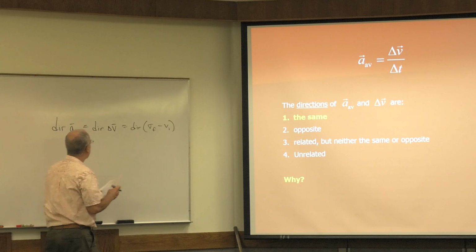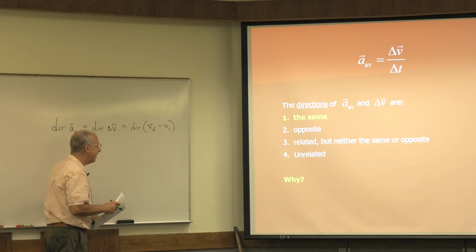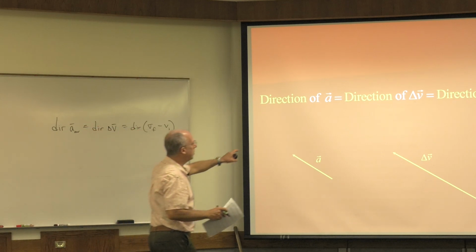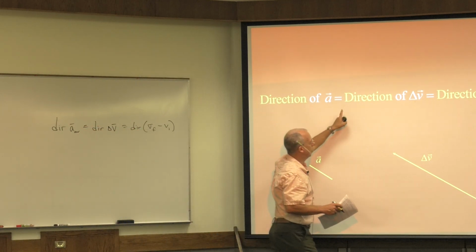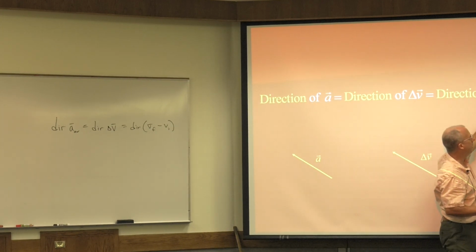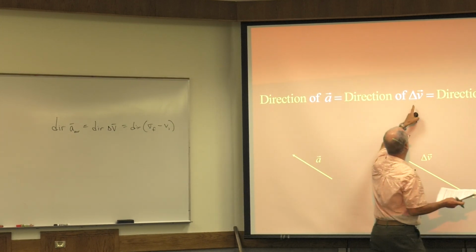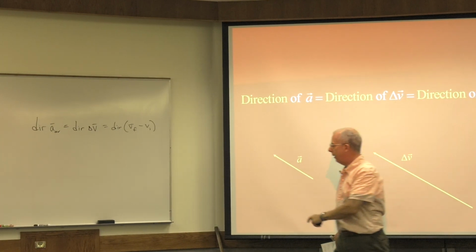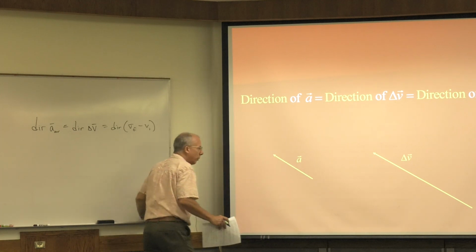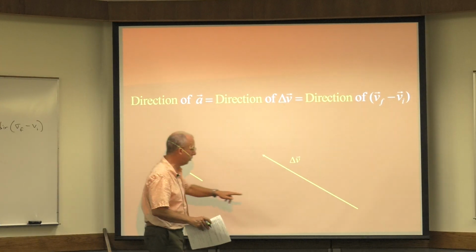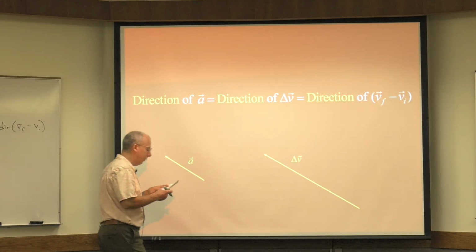That's all. So this is the important thing, all right? This is the thing that we're going to use a lot. The direction of A is the direction of delta V, which is the direction of V final minus V initial, because delta V equals V final minus V initial, right? Okay. Now notice we don't know anything about the magnitudes. All we're doing is the direction, right? Just the direction. That's all we care about.